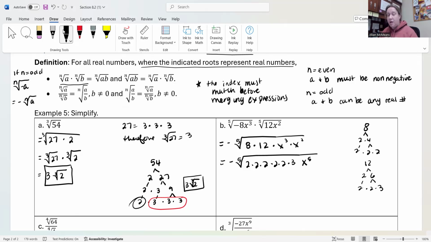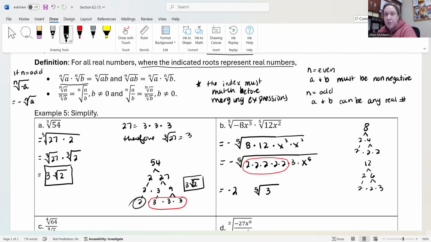So by merging all of this under one radical, we now have negative 5th root of 2 times 2 times 2 times 2 times 2 times 3 times x to the 5th. And remember, we're looking for groups of 5 identical factors. And guess what? We just so happen to have a group of 5 2s. That means the 5th root of that chunk that's circled in red comes out as just a 2. So now we have negative 2, and then we're definitely going to have the 5th root of 3.